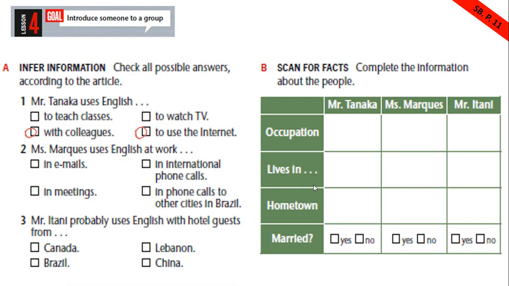Okay, number 2. Ms. Marcus uses English at work. How? In emails, in meetings, in international phone calls, in phone calls to other cities in Brazil. What are the correct answers? Of course, in emails, that's correct. In meetings, very good. In international phone calls, very, very good. But again, there is no information about Brazil and phone calls.